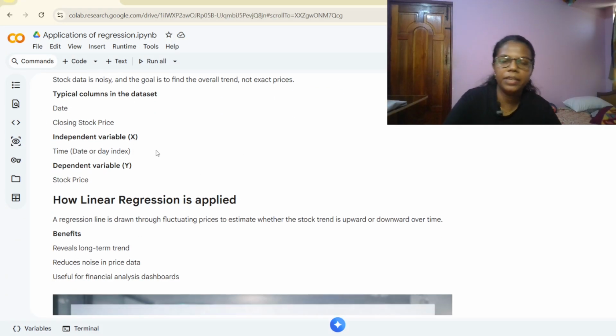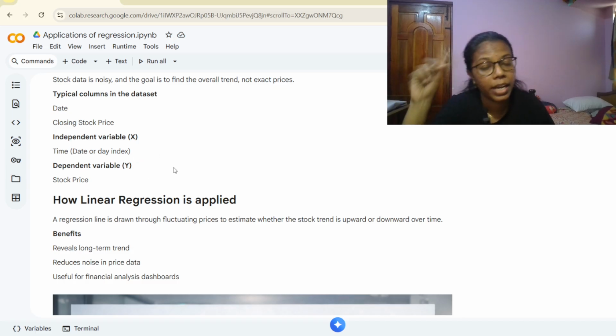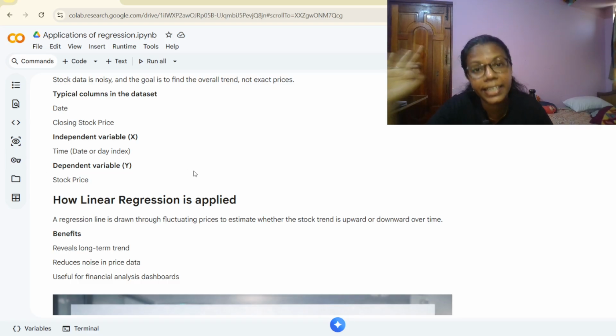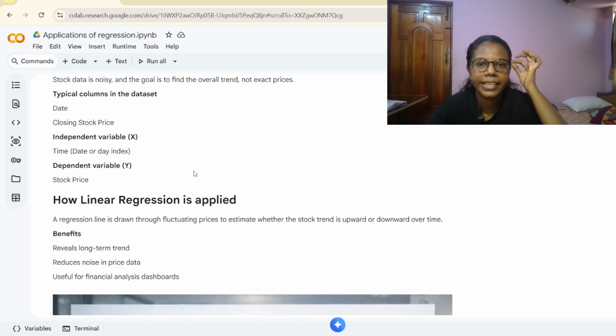So here the independent variable is absolutely the time, and the dependent variable is the stock price. I am saying it again, we are not going to predict the stock price, but we are going to understand the trend. So I can clearly make a decision when investing.